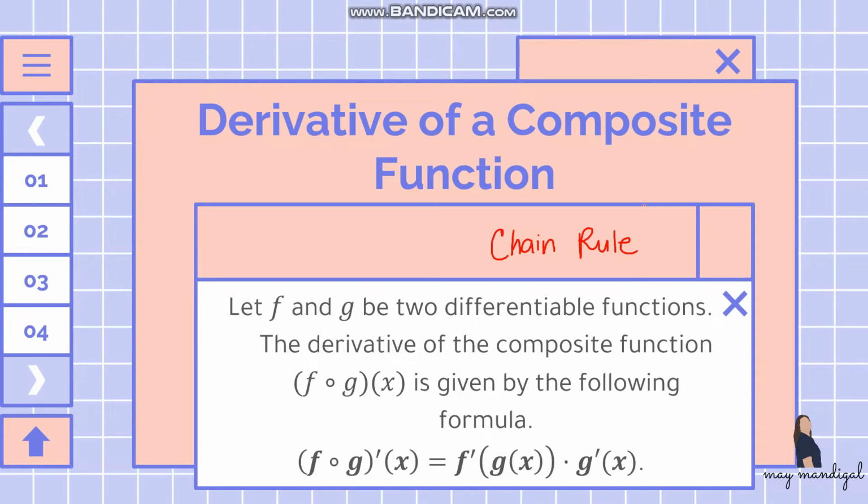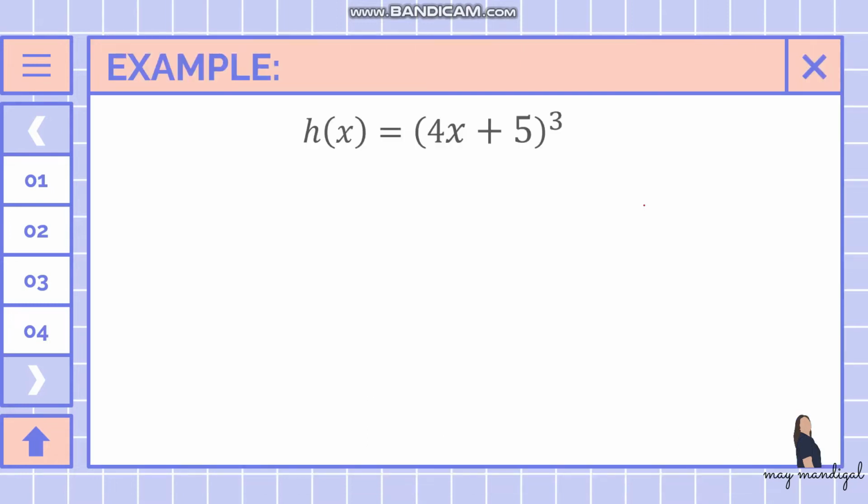Again, for the chain rule, you get the derivative of the outer function, or the whole function. Then you identify the inner function and get its derivative as well, and then multiply at the end. That is how we apply the chain rule. To visualize everything, let's have some examples.